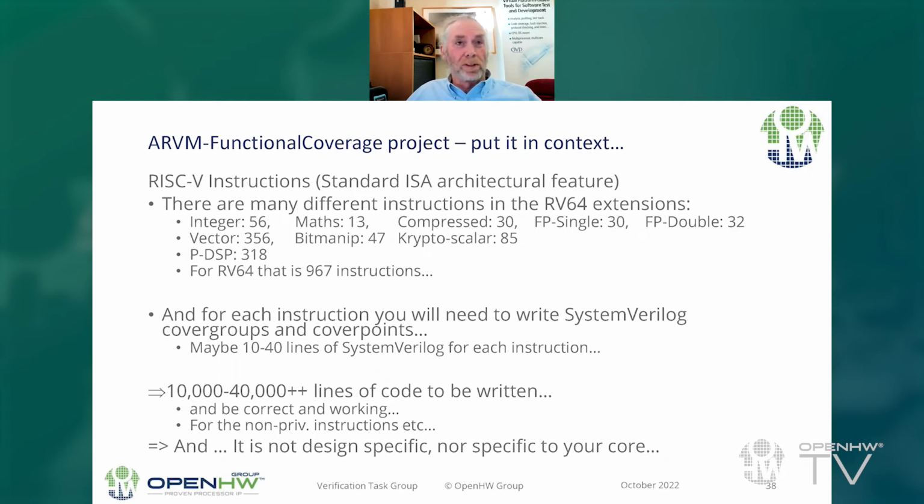Maybe, for simple compliance level coverage, you need 10 to 40 lines. So you're up to 40,000 lines of code if you're doing a big design. And that's not the design specific stuff. This is specific to your core. So there's an awful lot of work that needs to be done just around the standard ISA in there.